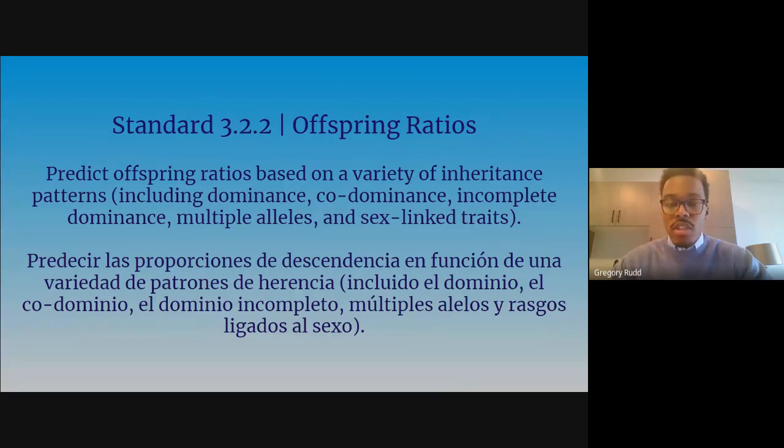This might not mean too much to you right now, but as we go through this week and even after today, it'll mean much more to you. But this standard requires that students can predict offspring ratios based on a variety of inheritance patterns. So this includes dominance, codominance, incomplete dominance, multiple alleles, and sex-linked traits. We're going to talk about what all of that means between today, tomorrow, and even Wednesday.